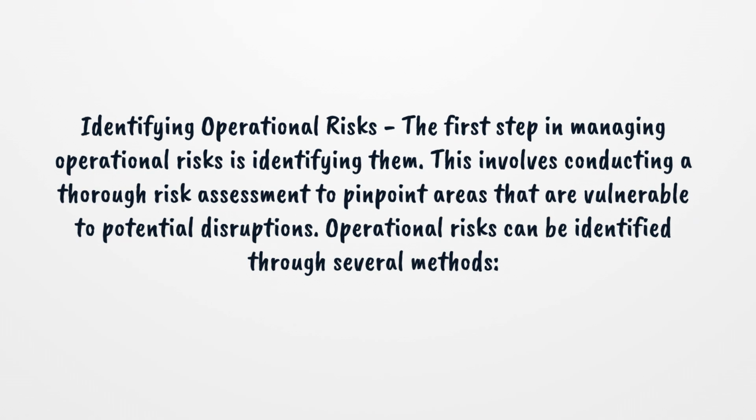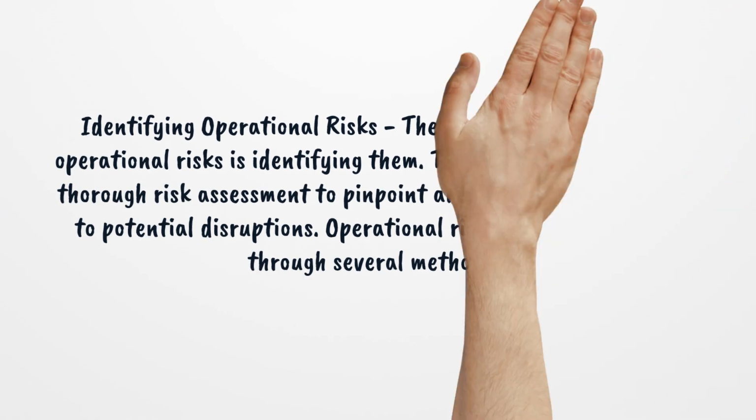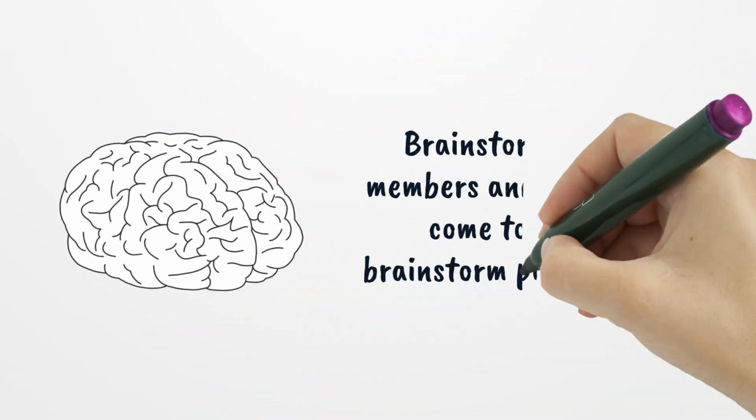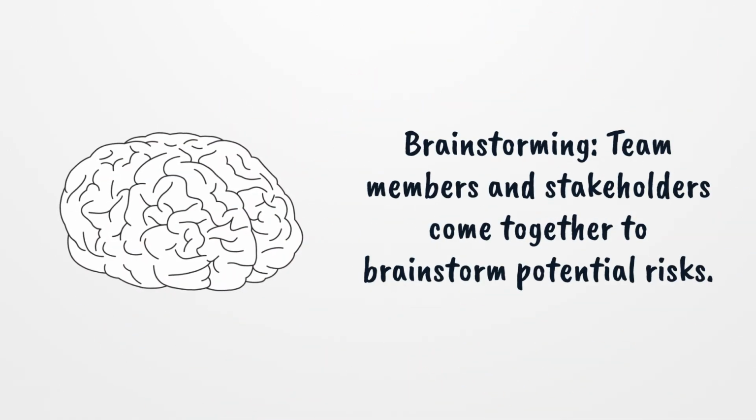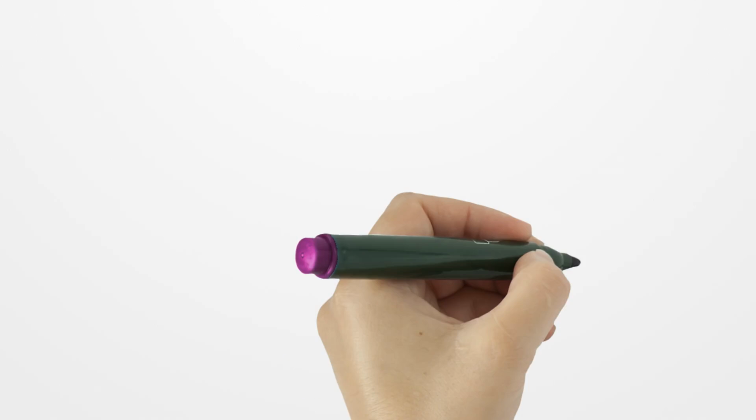Identifying operational risks. The first step in managing operational risks is identifying them. This involves conducting a thorough risk assessment to pinpoint areas that are vulnerable to potential disruptions. Operational risks can be identified through several methods. Brainstorming. Team members and stakeholders come together to brainstorm potential risks.